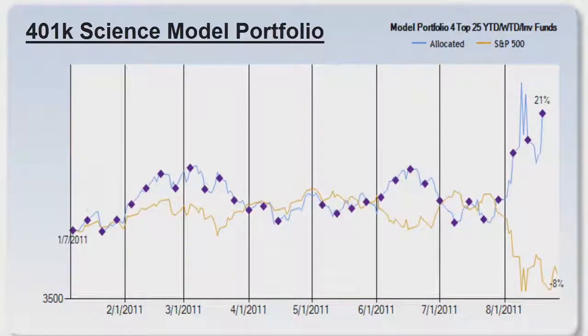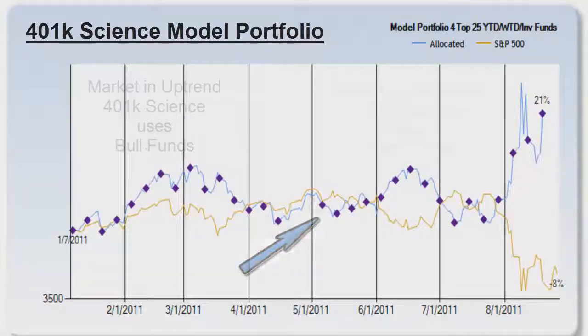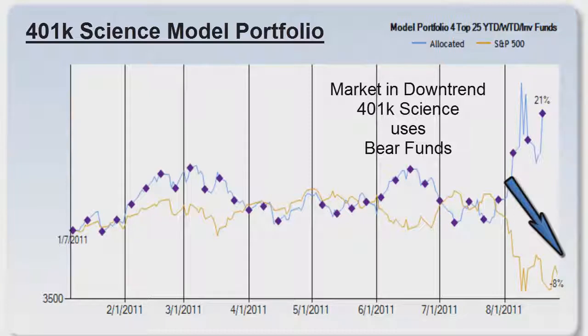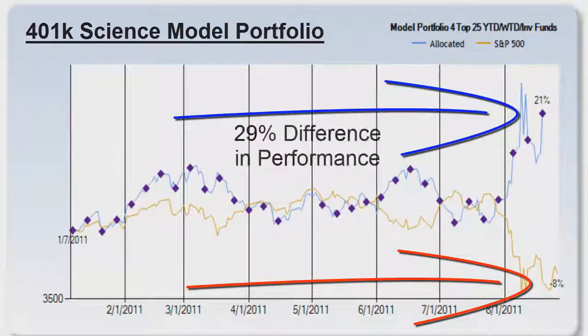So each one of these little blue squares here is a reallocation of mutual funds in the 401k Science model portfolio. The 401k Science model portfolio uses both long funds and short funds, or inverse funds, or bear market funds. That pretty much explains the difference between the market performance of minus 8% and the 21% performance of our model portfolio, which is a 29% difference.